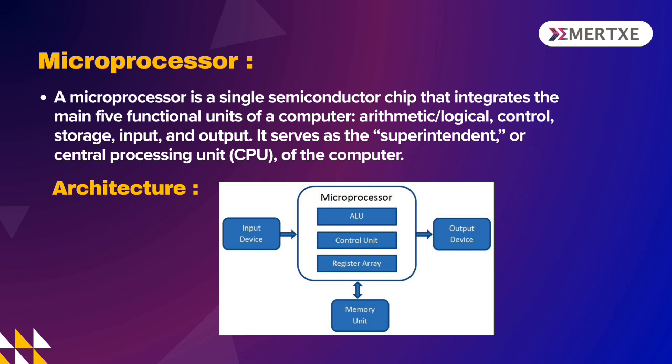Microprocessor is a single chip CPU that handles all the main computing functions. It integrates 5 major units. Arithmetic and logic unit, which is used for calculations and decisions. Control unit to direct operations. Register arrays for temporary storage. Memory unit for storing instructions and data, and it connects with input and output devices for communication. Essentially, a microprocessor is the brain of a computer or general purpose system, and it is widely used in desktops, laptops, mobiles and industrial applications.